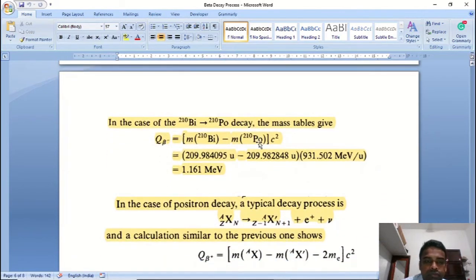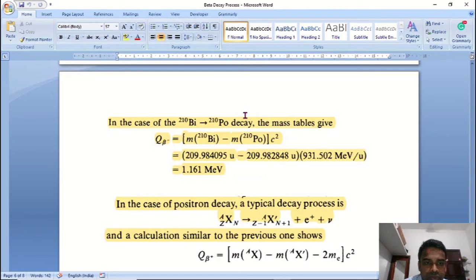In the case of the bismuth 210 to polonium 210 decay, in this decay process, from the mass tables we can substitute the mass of this nucleus and the masses of these atoms. We will get Q beta minus equal to 1.161 MeV. So this is the disintegration energy of the beta particle, as we have seen in the previous plot.